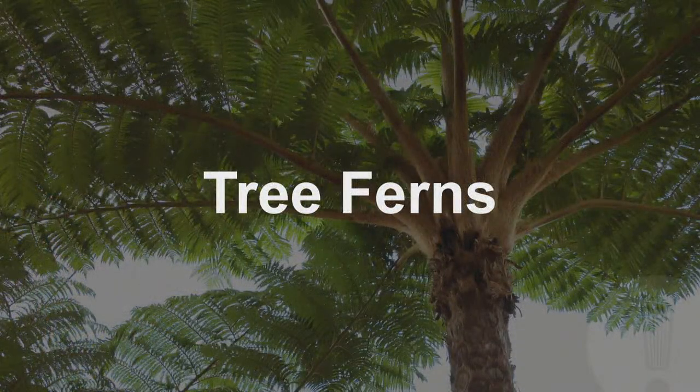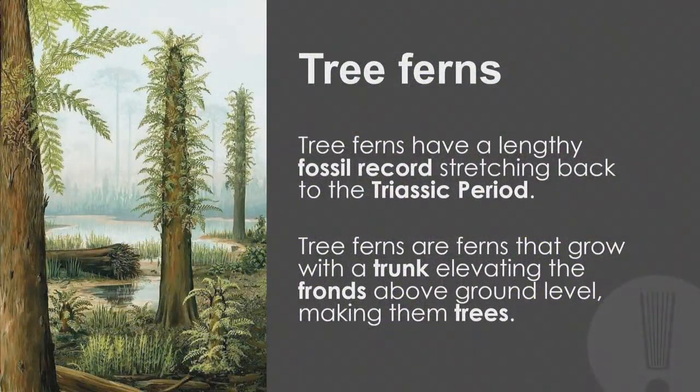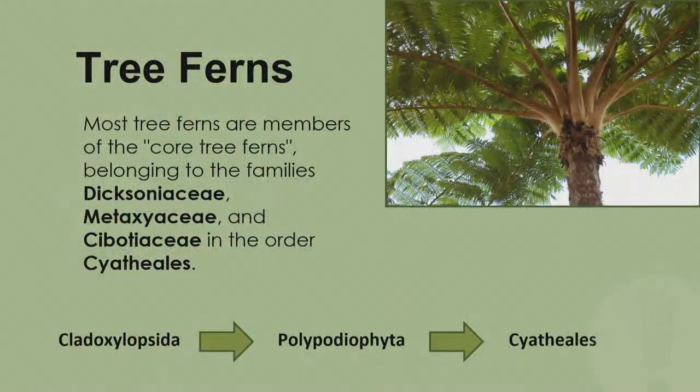We start to see tree ferns. These are ferns starting to look like trees. Tree ferns have a lengthy fossil record stretching back to the Triassic period. They grow with a trunk, elevating the fronds above ground level, technically making them trees. Another example of convergent evolution. So they're kind of getting the same form as those lycopods or lepidodendrons and whatnot. Most tree ferns are members of the core tree ferns, belonging to the families. I'm not going to even attempt to pronounce those.